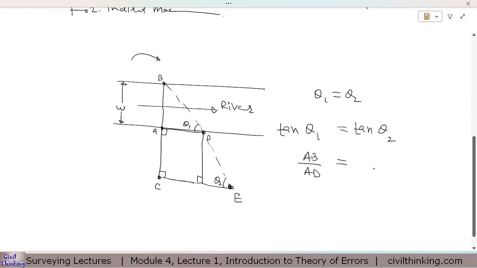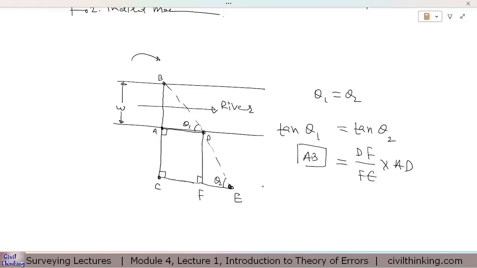It is equal to what? Now tangent of theta2: let us call this perpendicular point F. So DF divided by FE, the base. Now if you multiply both sides by AD, this AD and this AD will cancel out. So you will get AB, the width, which you were not able to measure directly, but now you will be able to measure.